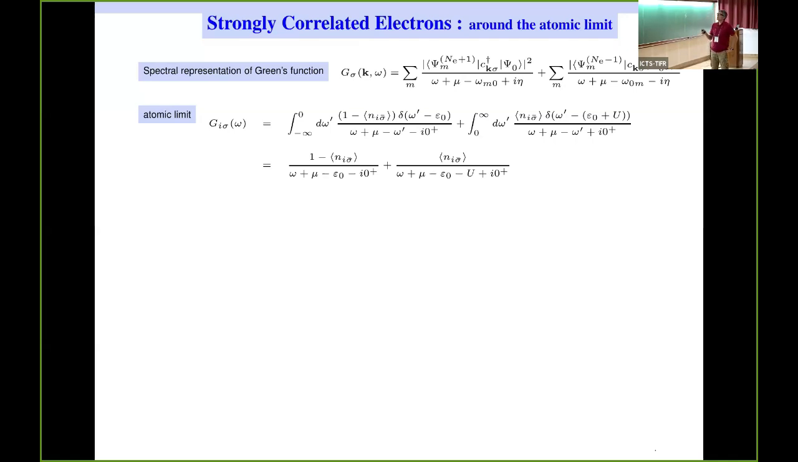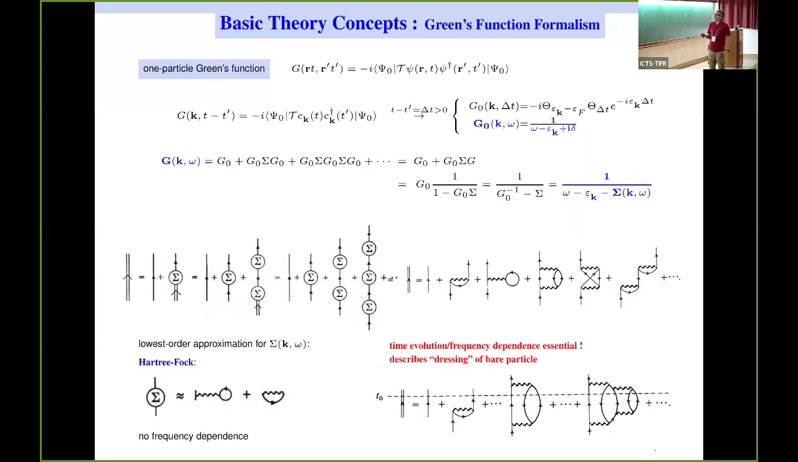So if we want to look at the atomic limit via this Green's function technique, it's best suited to take the spectral representation of the Green's function. This looks a bit complicated, but let me just go back so that you see what is happening.